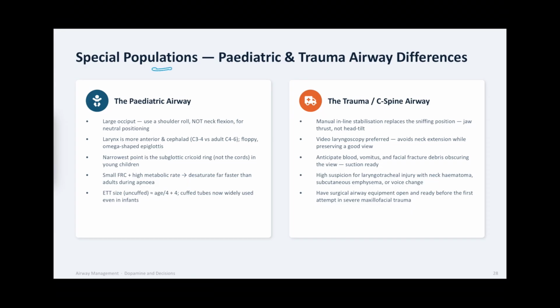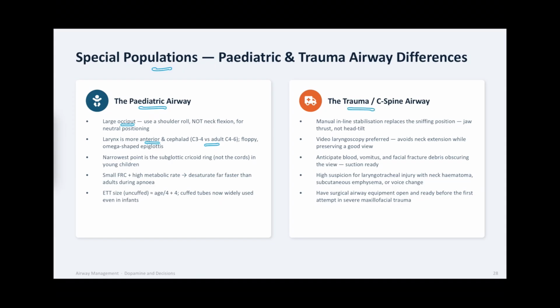Next is the special population. Not every airway behaves like a standard adult airway. Children present unique challenges. Their occiput is large, their airway is more anterior, and they consume oxygen at a much faster rate. That means they desaturate rapidly during apnea, like I have shown in the previous graph. Proper positioning and excellent pre-oxygenation are even more important in these patients.